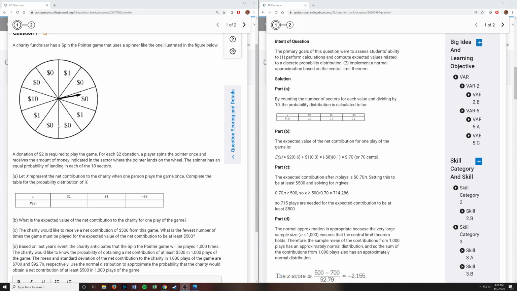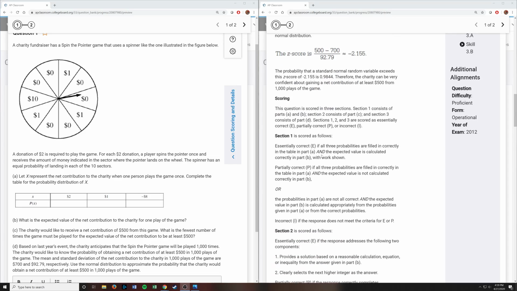Based on this wheel, we've got 10 wedges here. 1, 2, 3, 4, 5, 6 of them have $0. So there is a 6 in 10 chance, or 60% chance, that you donate $2. 3 of them are $1, so this is 0.3. And the remaining 1 out of 10, you donate negative $8. You win money. Congratulations. That wasn't the point of this game. So that's part A. They just want you to fill out the probabilities.